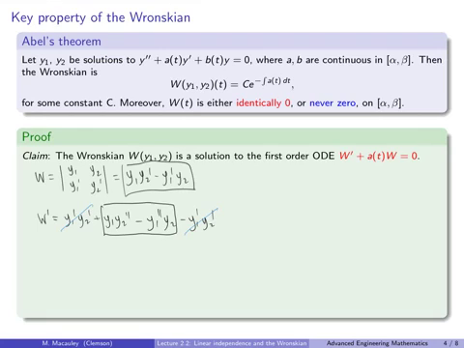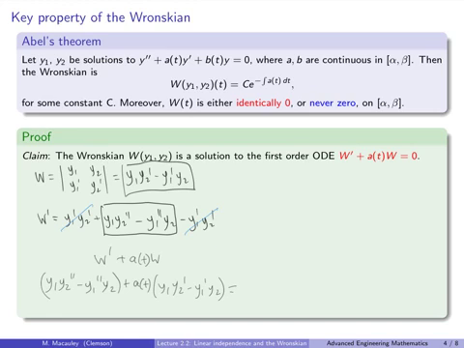And now we want to plug both of these into this ODE. So w prime, that is just y1 y2 double prime minus y1 double prime y2, and plus a(t) w. This is plus a(t), and then w is up here. That's y1 y2 prime minus y1 prime y2. And now we need to show that this is indeed 0.